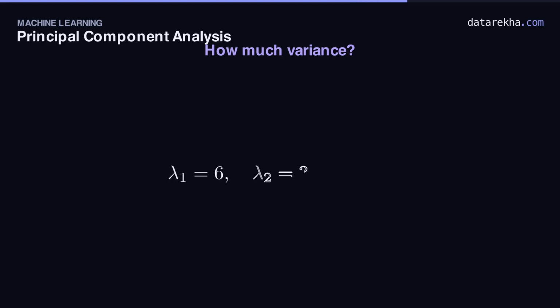A second example, the kind you meet most often. A 3-dimensional dataset has a covariance matrix whose eigenvalues are 6, 3, and 1. No matrices to diagonalize. The variances are handed to you. First, the total variance. Just add them. 6 plus 3 plus 1 is 10.